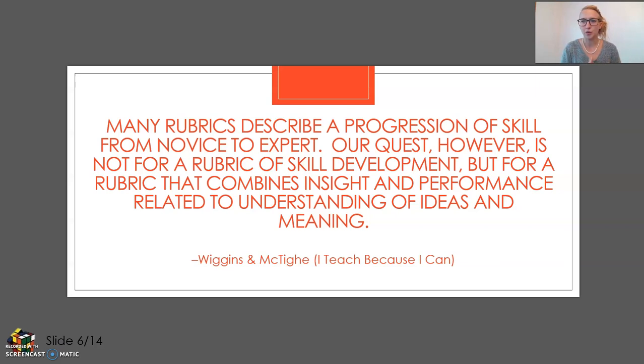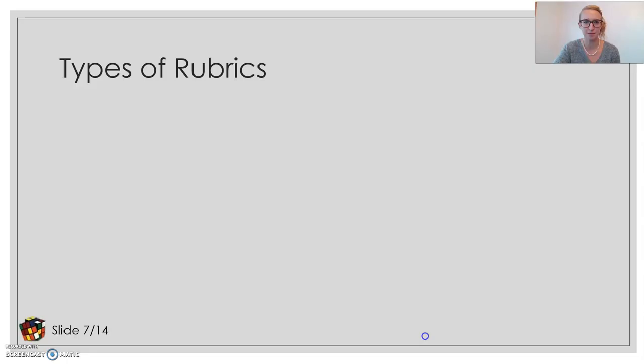Where we're headed today is recognizing that rubrics can describe a progression of skill from novice to expert, but what we want to do today is focus in on a rubric not so much for skill development, but a rubric that combines insight and performance related to understanding of ideas and meaning. That's from Wiggins and McTighe in I Teach Because I Can. A lot of what we're going to be thinking about today comes from Classroom Assessment for Student Learning, from Chappuis and Stiggins.